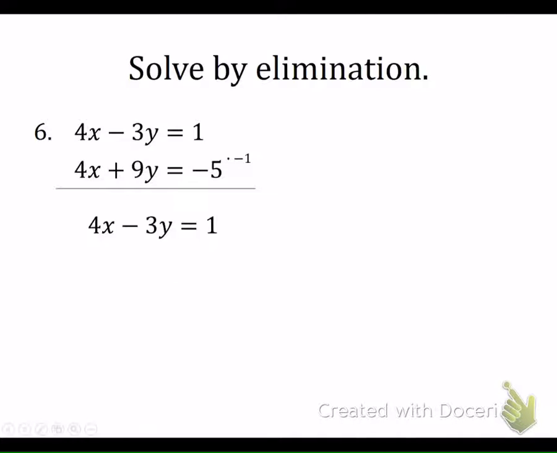So I am turning the bottom equation into negative 4x minus 9y equals 5. All the signs changed here. I just copied this one down here, okay? Now I can add the equations. So remember, people call this the elimination method. They also call it the opposites method. I actually call it the opposites method.